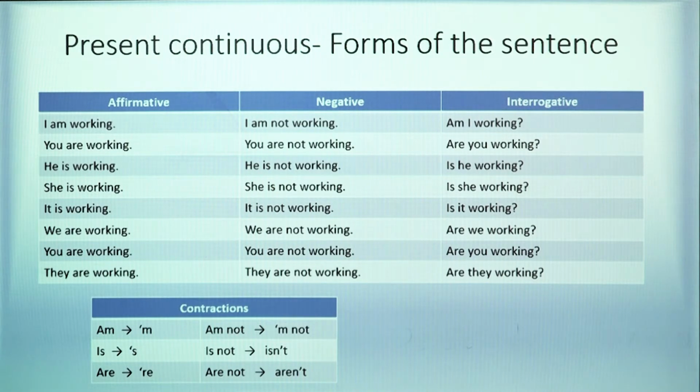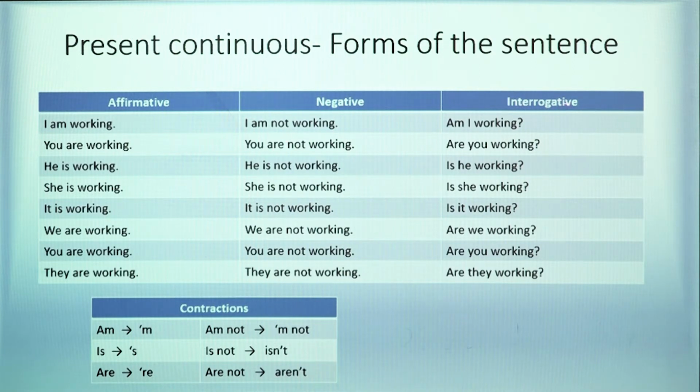Present continuous forms of the sentence. In comparison to present simple, the present continuous takes the ending ing, not the ending s. We have the three forms of the sentences here: the affirmative, negative, and interrogative. The order of the affirmative is subject, auxiliary verb, and main verb. For example, I am working. The negative, we have to add not, I am not working.